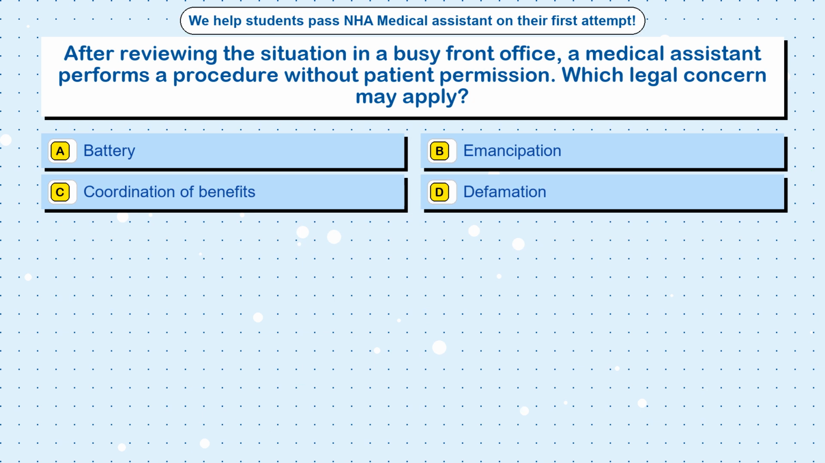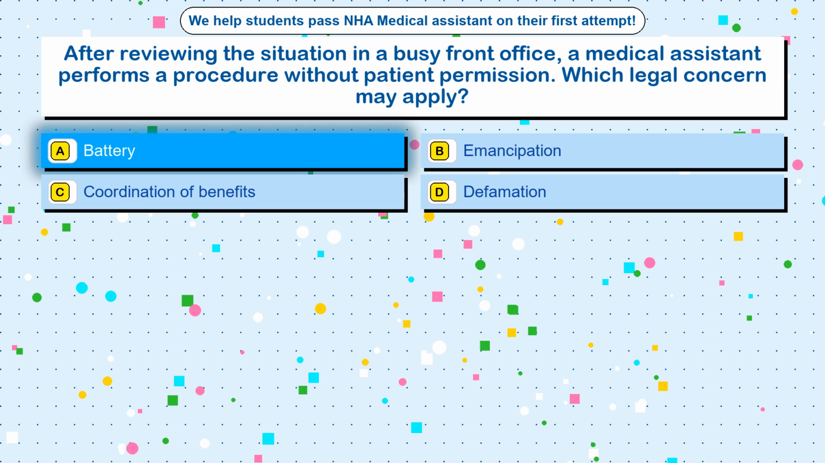Question 79. After reviewing the situation in a busy front office, a medical assistant performs a procedure without patient permission. Which legal concern may apply? Option A, battery. Option B, emancipation. Option C, coordination of benefits. Option D, defamation. The correct answer is option A, battery.